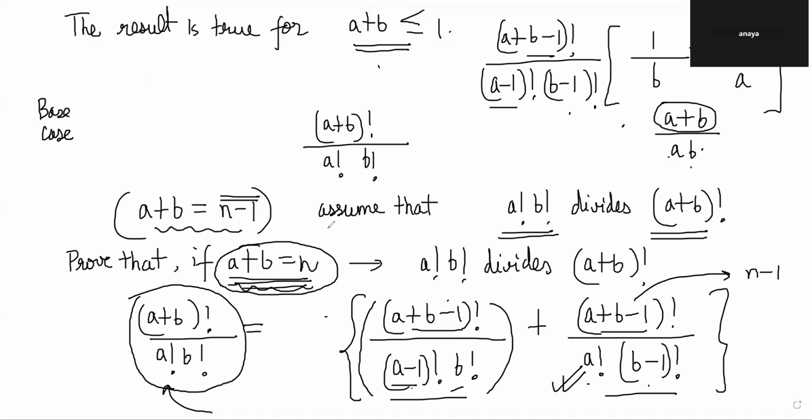Right. Here also, the sum is n minus 1, and then we know that a factorial b factorial divides this, and these two add up to this. So both are integers. So that means the whole thing is an integer, which means even in this case, when a plus b is equal to n, the result is true.